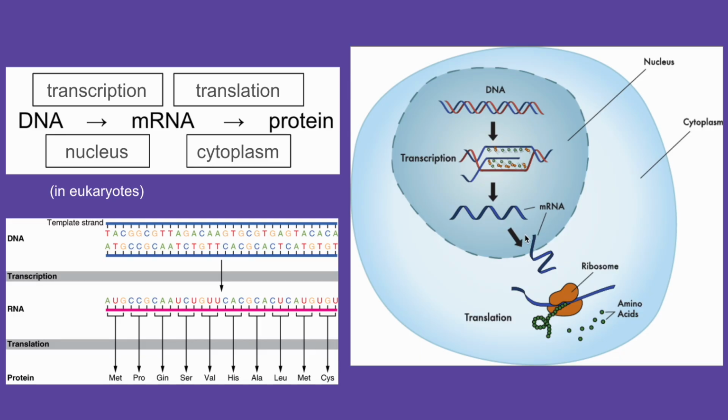Now that messenger RNA is then going to exit the nucleus through a nuclear pore into the cytoplasm, where that code is going to be coded into a protein. Now, a protein is made up of a chain of amino acids called a polypeptide that then folds into its 3D shape, which we then call a protein. This process of translation always occurs in the cytoplasm, whereas transcription occurs in the nucleus in eukaryotes. But remember, prokaryotes don't have a nucleus, and so it actually occurs in the cytoplasm as well in prokaryotes.